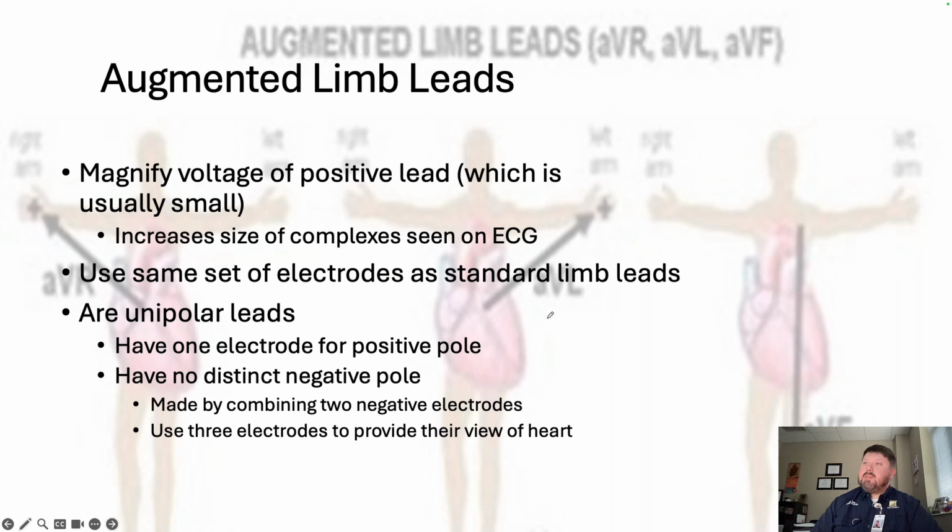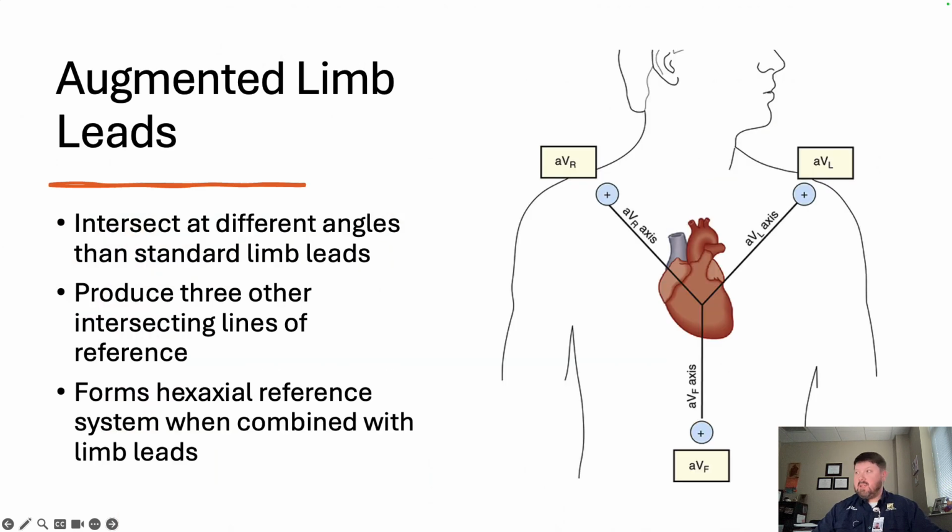Your augmented limb leads, so the conduction or the electrical output being viewed by the augmented limb leads is very, very small. So that's where the term augmented comes from. The monitor itself actually augments the electrical conduction so that it amplifies it so that you can see it on the monitor. Again, these are unipolar leads, where our standard limb leads are bipolar leads. They don't have a distinct negative pole, so what has to happen is that the monitor has to actually create a negative pole based off of what you're wanting to see.